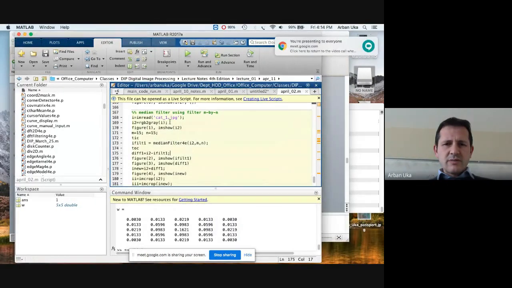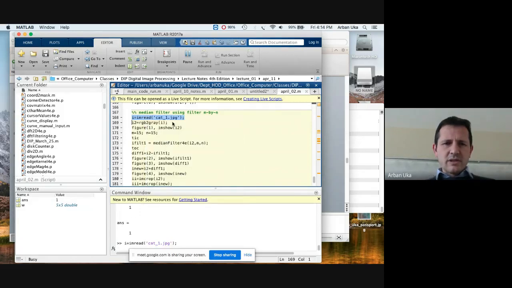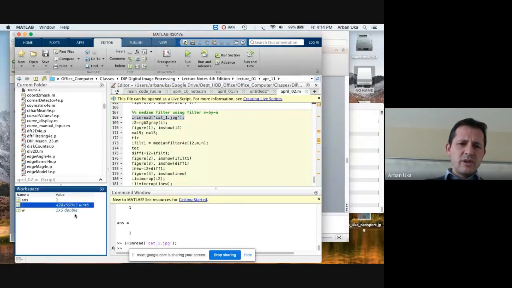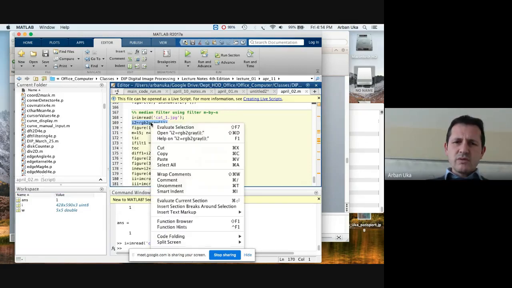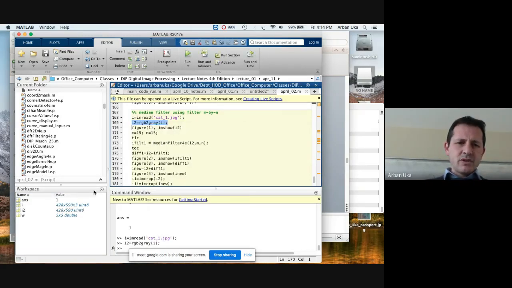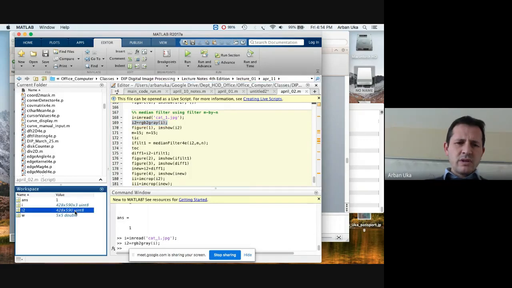But now let's see this example, what we can do. So we read this image of a cat. We have this image, which after we read it, we can see in the workspace. It's 428 by 590 by 3. So it's a three-layer image, which has the red, green, and blue layers. And we can make this into a grayscale image. So we get here I2, which, as you can see in the workspace, is 428 by 590.